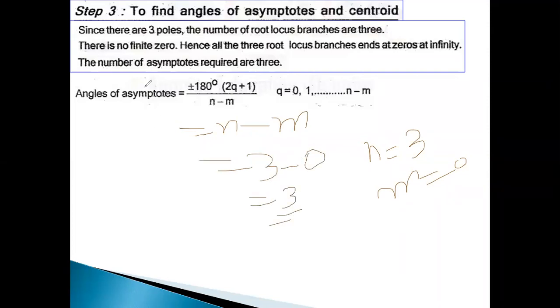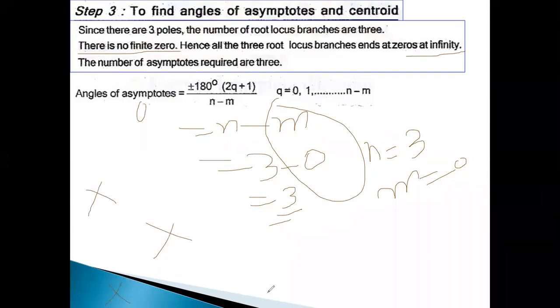Since there are 3 poles, the number of root locus branches is 3. There are no finite zeros, there is no zero in this case. Hence, all the 3 root locus branches end at zeros at infinity. So the starting point is known, but the ending point is at infinity. We don't know where the infinity is. It may be on this side or this side or somewhere else.